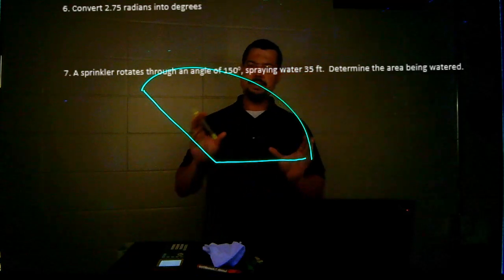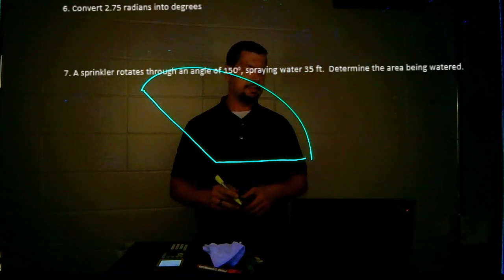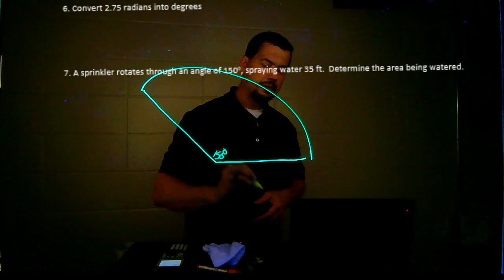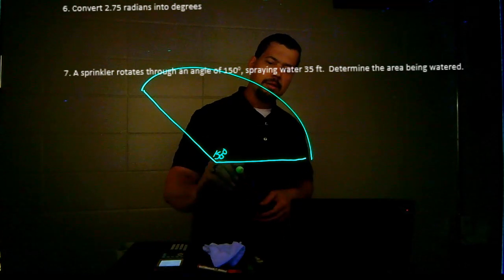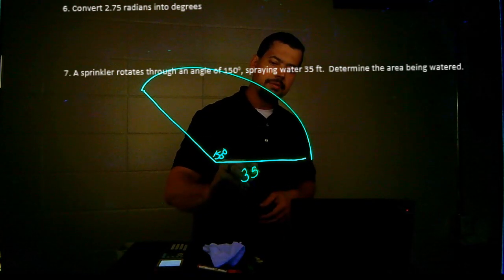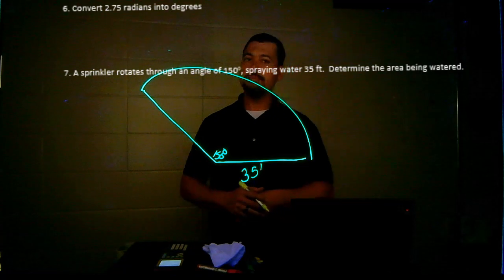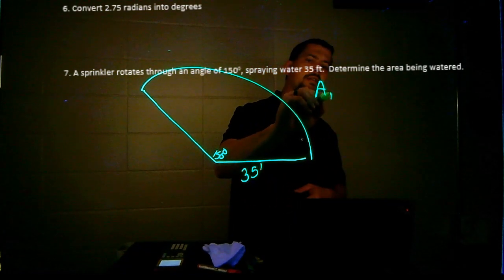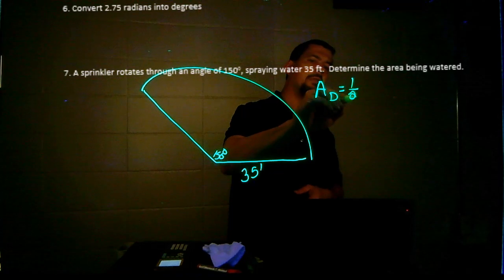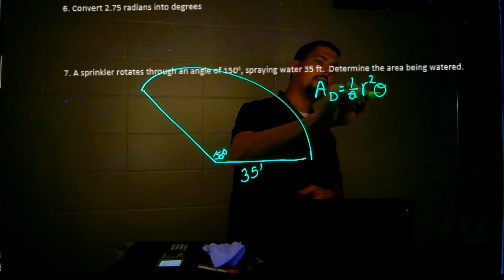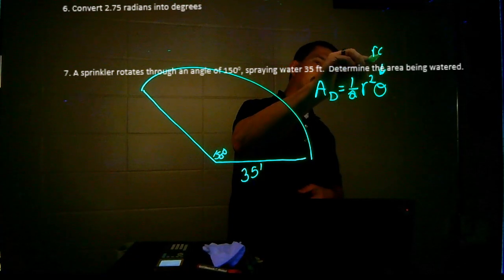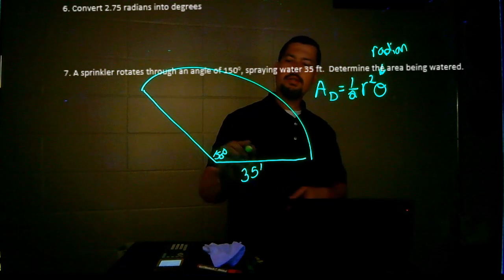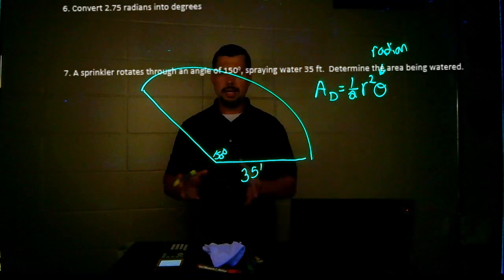And that is a sector. It's a very large slice of pizza. We rotate 150 degrees, so we have a 150 degree central angle. The radius of the full circle, if there was one, would be 35 foot. And you were taught the formula that the area of a sector is 1/2 r squared theta, with the disclaimer that this is in radians. So I have to convert 150 degrees into radians.